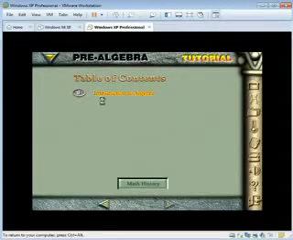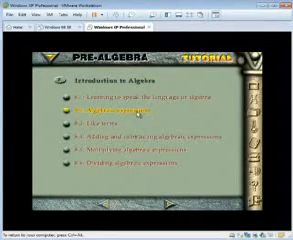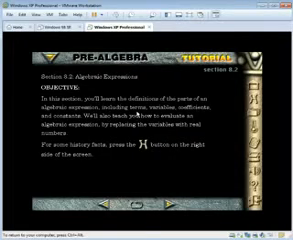Welcome to the tutorial room. Select a topic. Chapter 8, Section 8.2, Algebraic Expressions. In this section, you'll learn the definitions of the parts of an algebraic expression, including terms, variables, coefficients, and constants. We'll also teach you how to evaluate an algebraic expression by replacing the variables with real numbers.